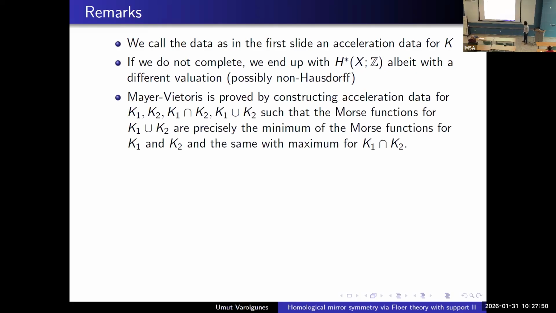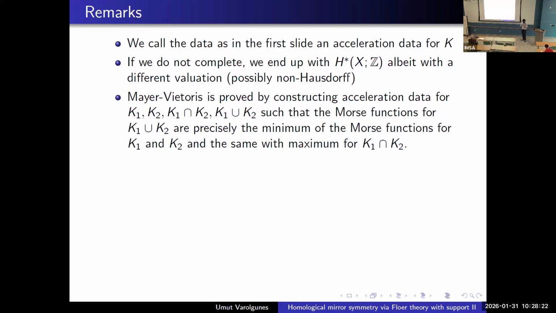How do you prove Mayer-Vietoris? You have to cook up data for two compact subsets, K1 and K2, their union and their intersection, in some consistent way. The easiest proof that I know constructs data for K1 and K2 in such a way that if you take the minimum of those two data, you get data for the union, and the maximum of the two functions gives data for the intersection.